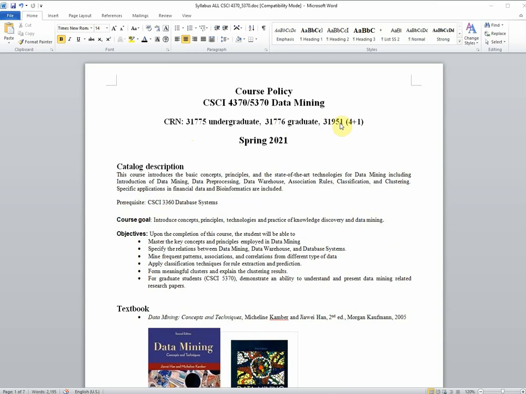If you are in the 4+1 program, you have to register in this CRN number so that your credit will be able to count toward both undergraduate and graduate level. If you are interested in knowing more about the 4+1, you are welcome to chat with me and I can provide you more information. Now, let's take a look at the data mining course.